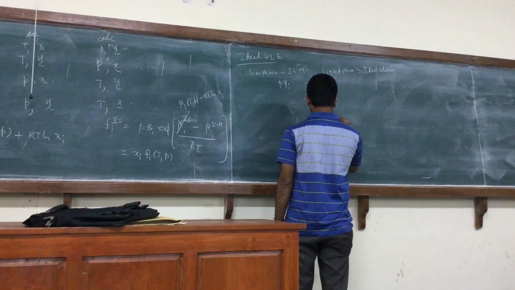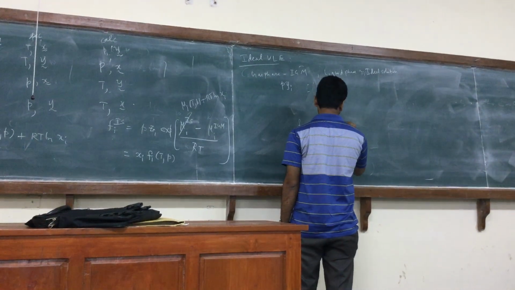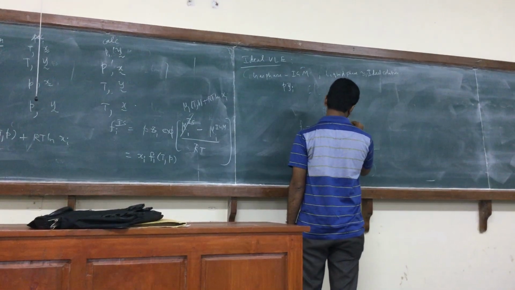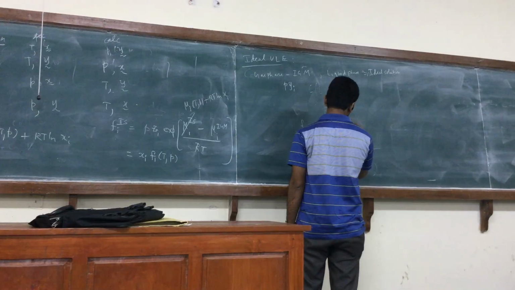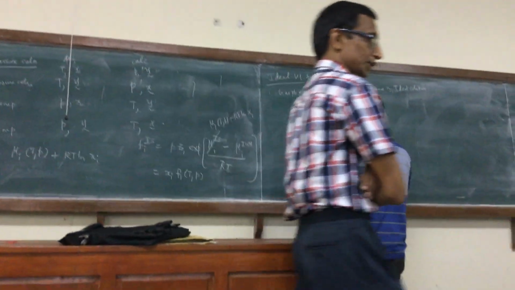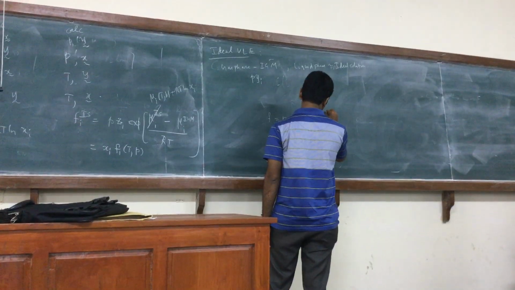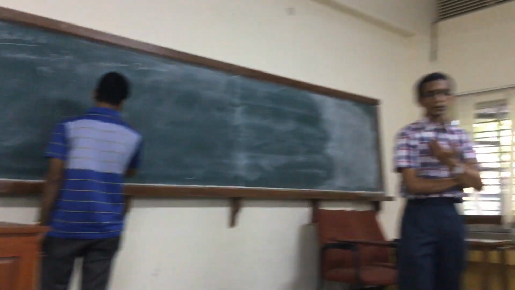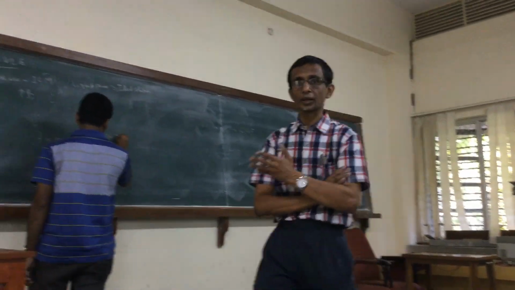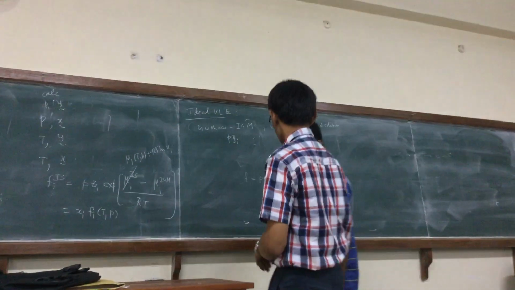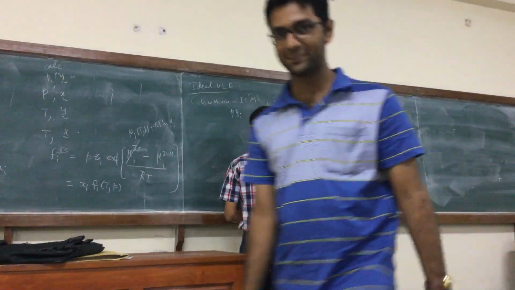Mu I minus mu I Ig. No, it's not mu I Ig. It's mu I minus mu I Ig divided by RT. It's related to the departure function of either the partial molar Gibbs free energy or the chemical potential. Both are the same for the pure component. Right? Both. This is very important.